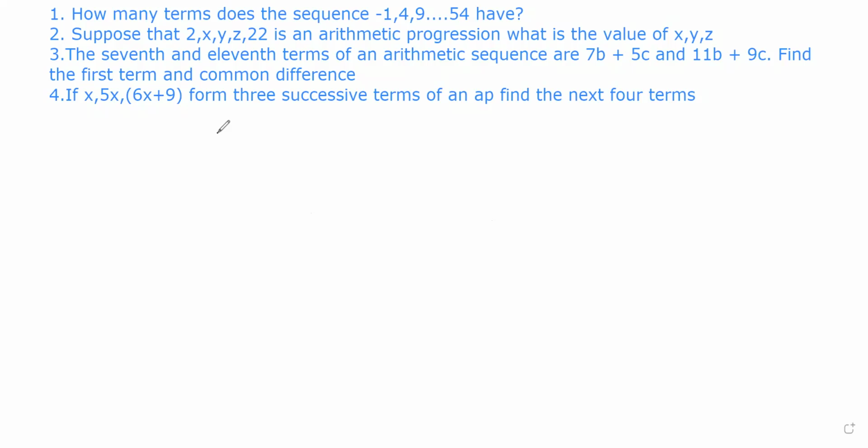In our last video, we solved about 4 questions on arithmetic progression. In this video, we'll solve 4 more questions on arithmetic progression. And in our subsequent video, we'll talk about geometric progression, solve some questions, and do a miscellaneous all-round arithmetic and geometric.